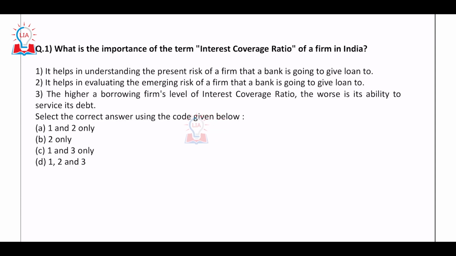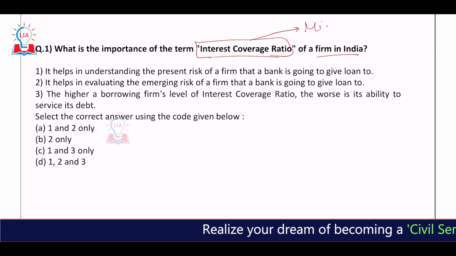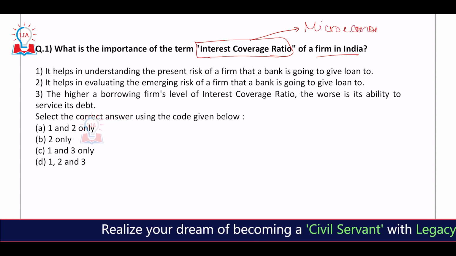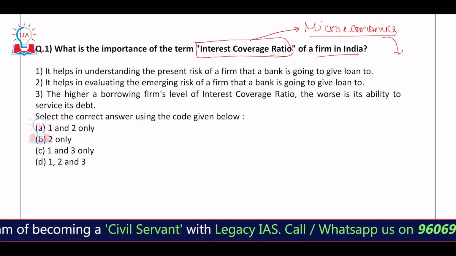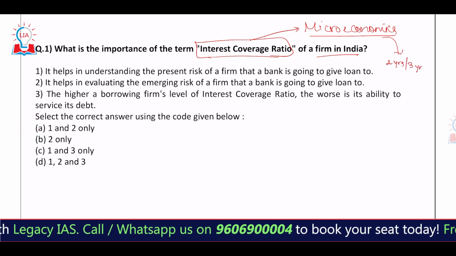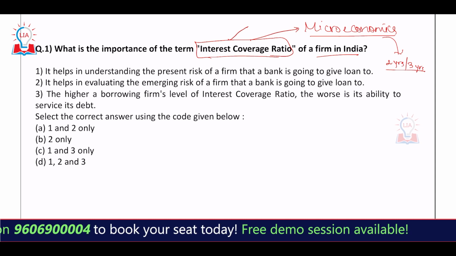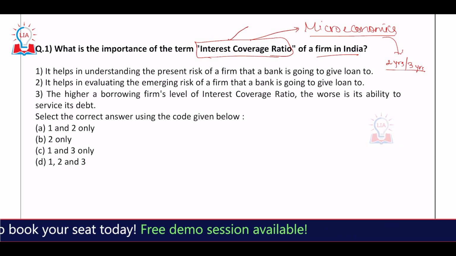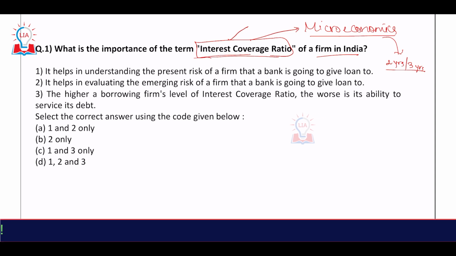So the first question: what is the importance of the term interest coverage ratio of a firm in India? What you can observe is this is something related to your microeconomics. Generally UPSC does not ask questions on microeconomics, but in the past few years, it has become a practice that every 2 or 3 years, it asks one question. And most of these are related to concepts. The moment you read the phrase, you will be able to break it down and make sense out of it. So in 2020, they had asked this interest coverage ratio.